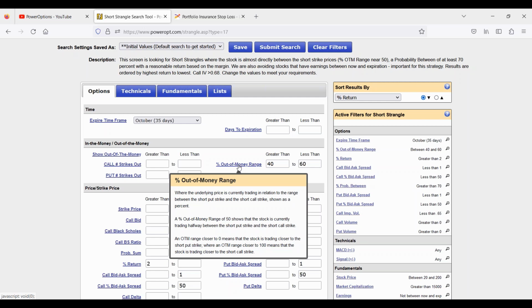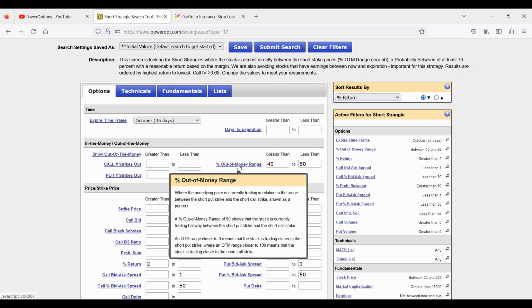So the percent out of the money range is showing you where the underlying price is in relation to the range between your sold put strike and your sold call strike for the short strangle, also for an iron condor position. A percent out of the money range of 50 shows you when the stock is trading halfway between the two, equidistant between the short put strike price and the short call strike price.